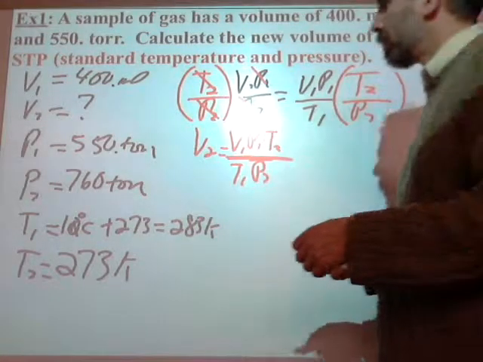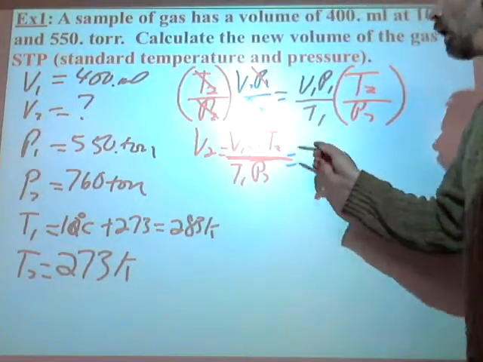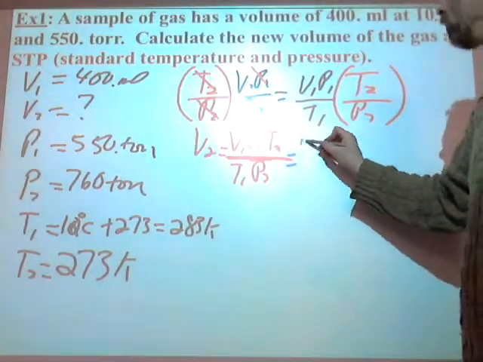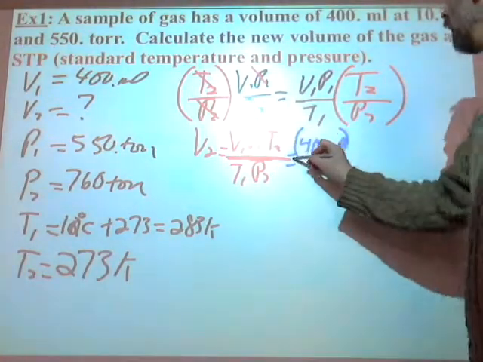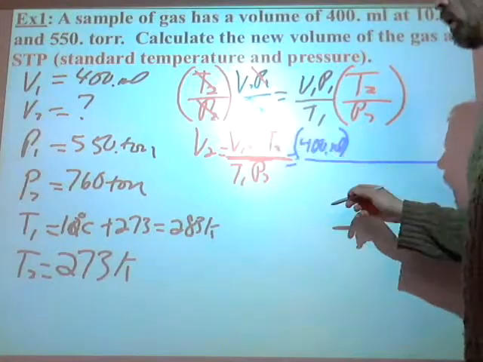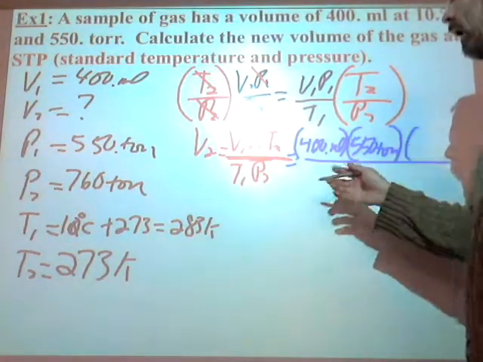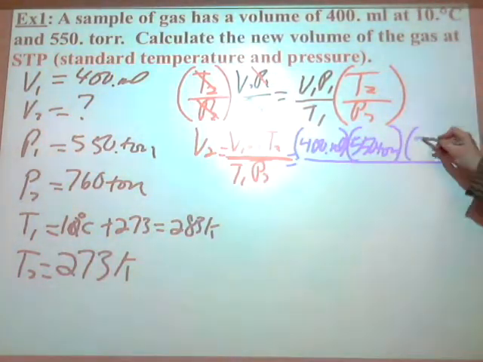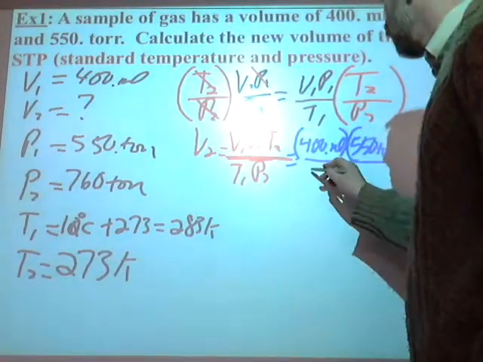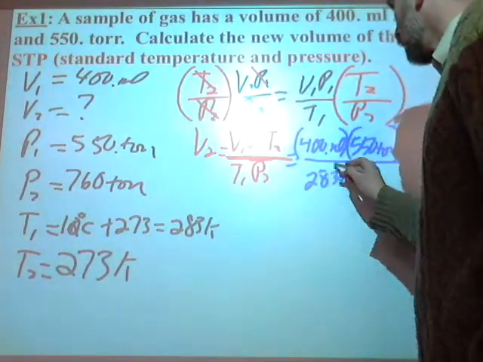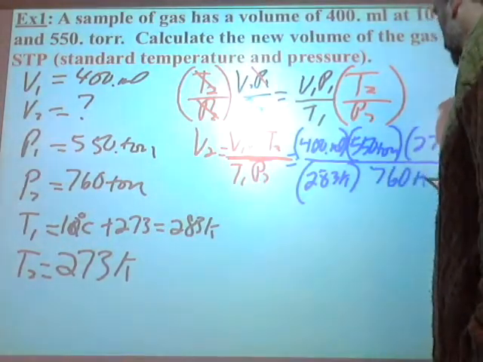Now, next step is to plug everything in. Let's do that. V1 is 400 milliliters. Keep your units. P1 is 550 torr. And T2 is 273 Kelvin, over T1, which is 283 Kelvin. And P2, which is 760 torr.